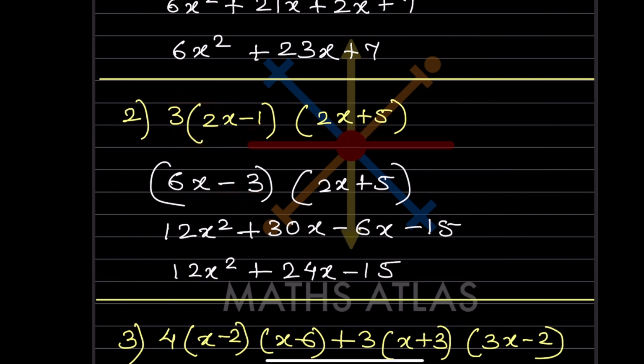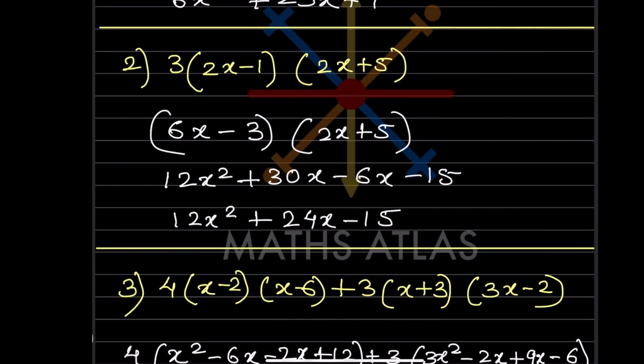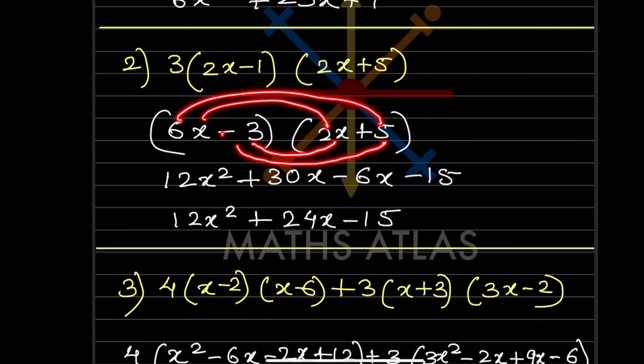So now you will do the same thing that you did for the first problem. So this is going to be 12x squared plus 30x minus 6x, and this is going to be minus 15 because this is minus. So minus 3 into 2, that is going to be minus 6x. Minus 3 into 5, that is going to be minus 15.